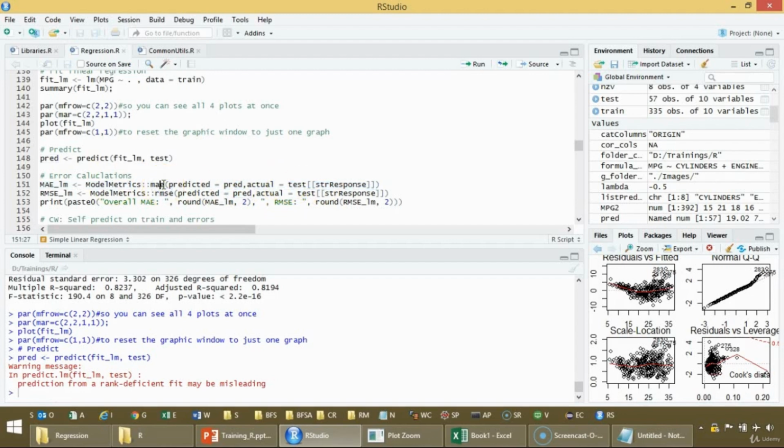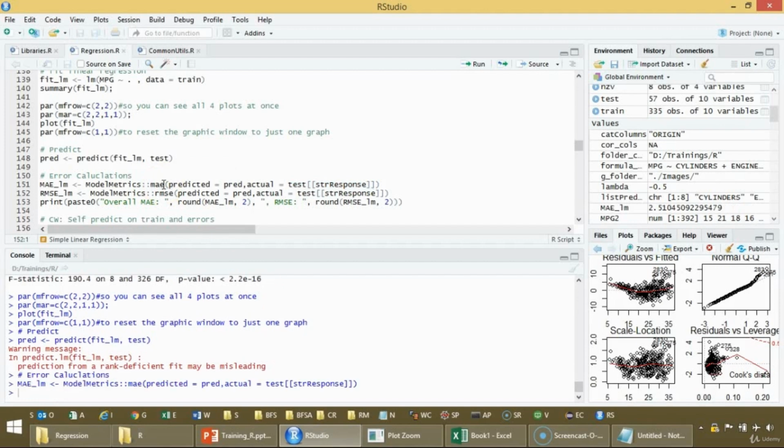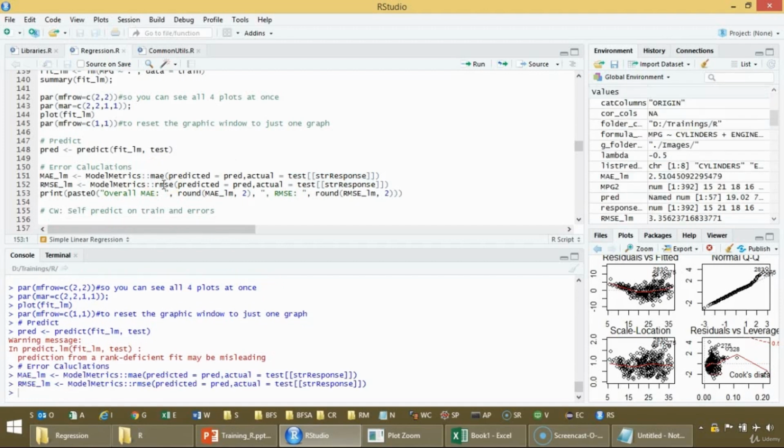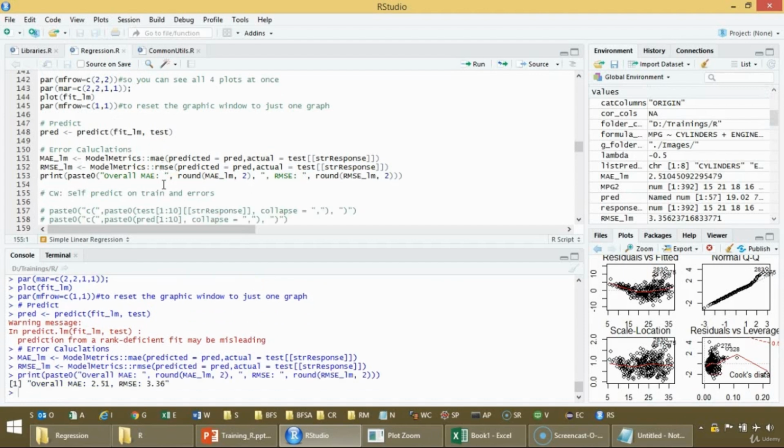So in line 151 we are calculating MAE, in 152 we are calculating RMSE, and in 153 we are printing it. This is the way we keep on comparing our various models. As of now, we have 2.51 and 3.36. So how do we read it? Let me also print the mean of this one.